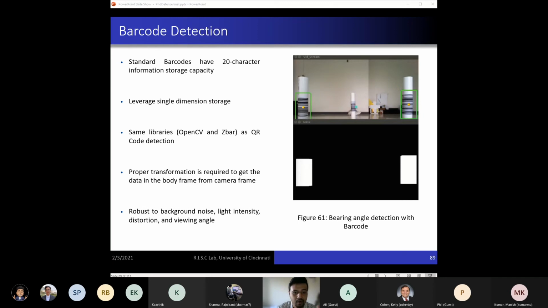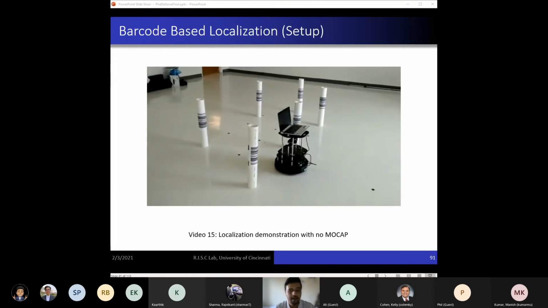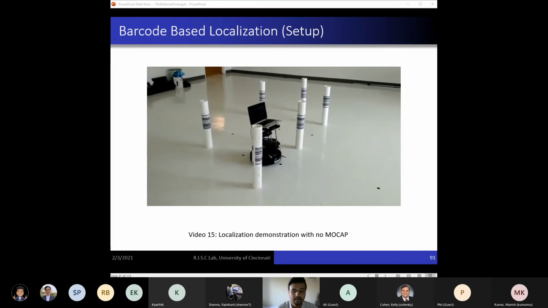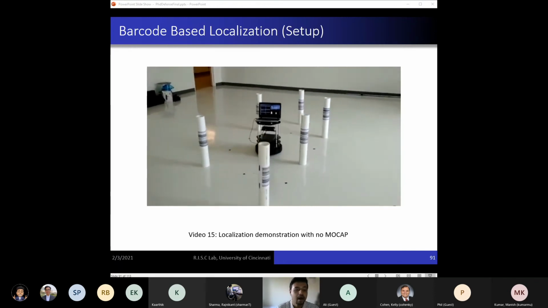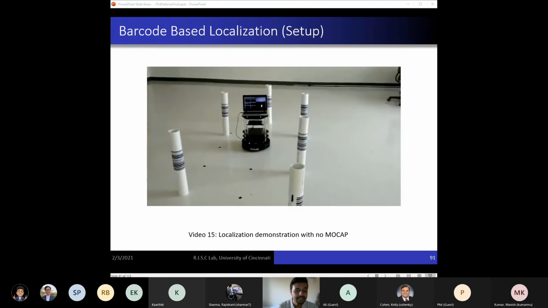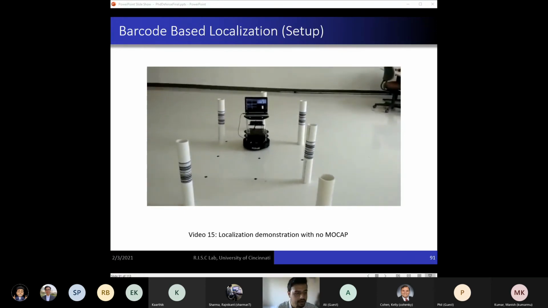We use this method to obtain bearing measurements, and we used OpenCV and ZBar libraries with Python to generate and detect barcodes and QR codes. This vehicle localization experiment was conducted in the white room, which does not have the motion capture system, as you all know. As we can see, the vehicle starts from a location, uses the barcodes to localize itself, and routes through the set of waypoints, following the sequence of waypoints.